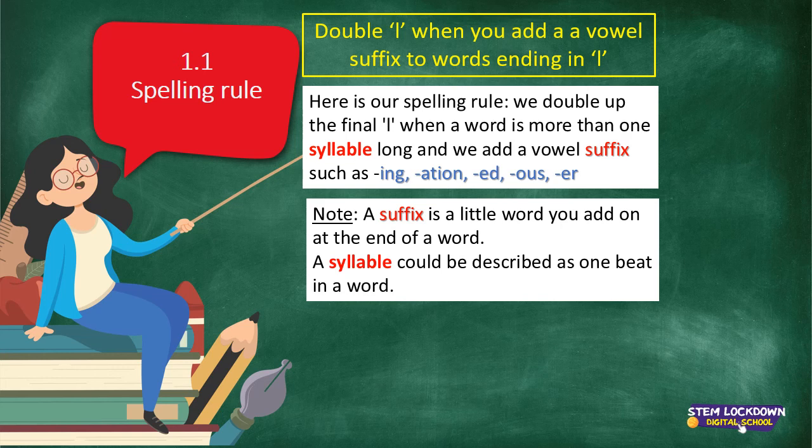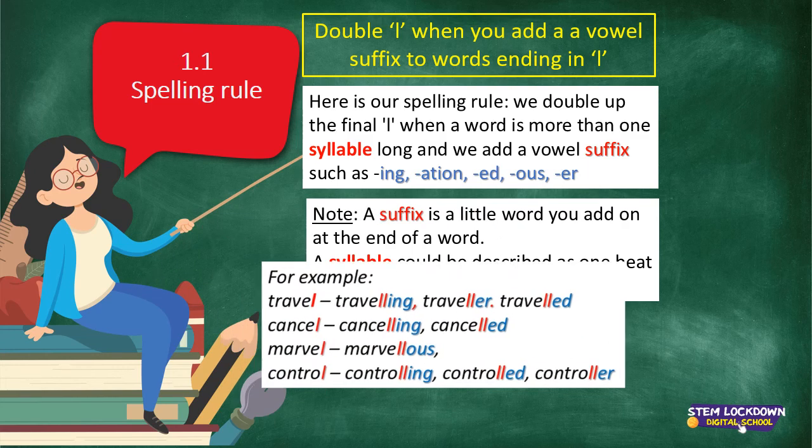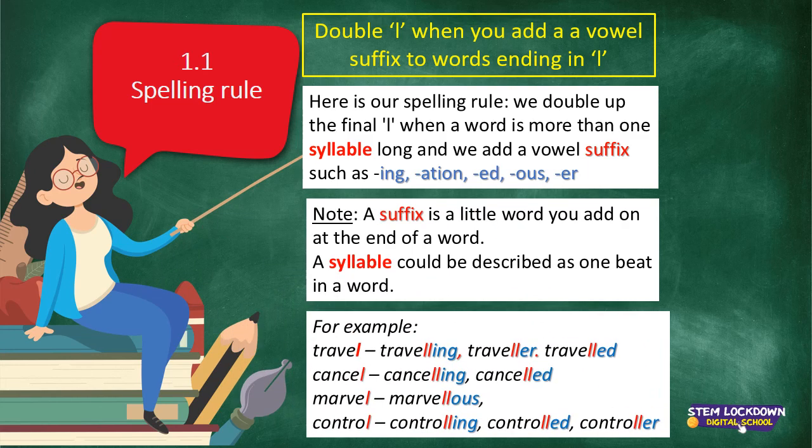Just remember that a suffix is a little word that you add on to the end of a word, and a syllable could be described as one beat in a word, like suffix is 2 beats, word is 1 beat. Right, so here are some examples.